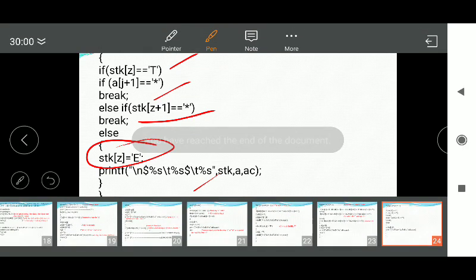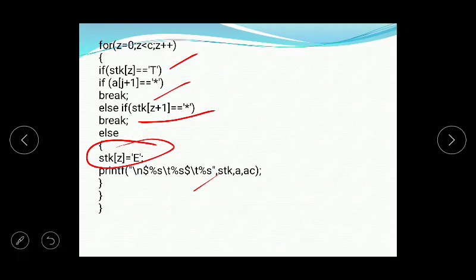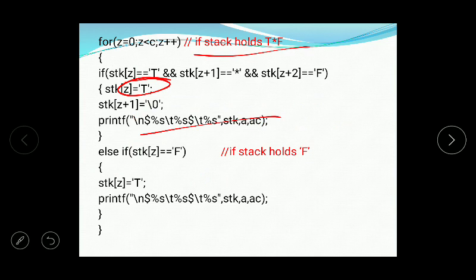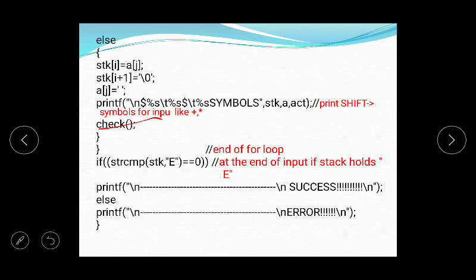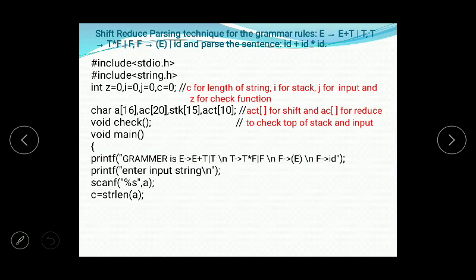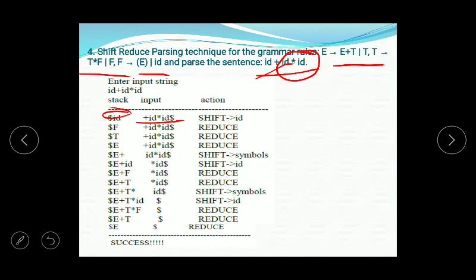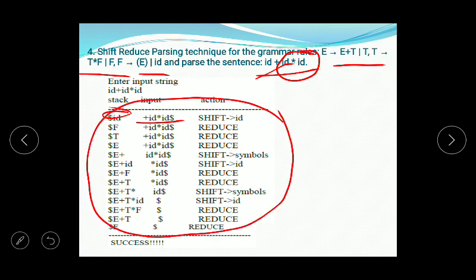This is about shift reduce parsing using the grammar E gives E plus T or T, T gives T star F or F, F gives parenthesized E or ID. And students, I just explained in brief about this. We have to trace the program by yourself, then only you can easily understand.